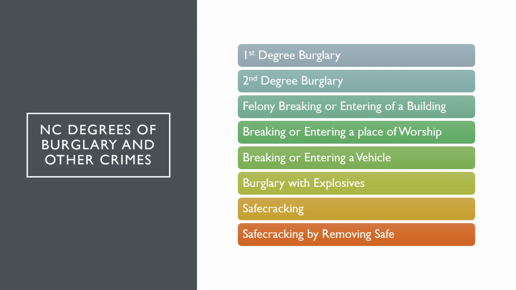We have felonious breaking and entering of a building. We have breaking or entering of a place of worship. We have breaking or entering of a vehicle. As I said earlier, if you're ambitious, we have burglary with explosives. We have safe cracking. We even have safe cracking by removal of the safe. So let's look at North Carolina's first and second degree burglaries and the elements and compare and contrast them.